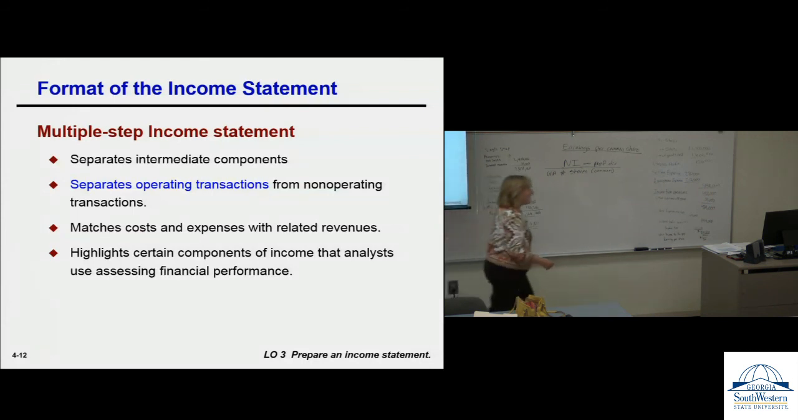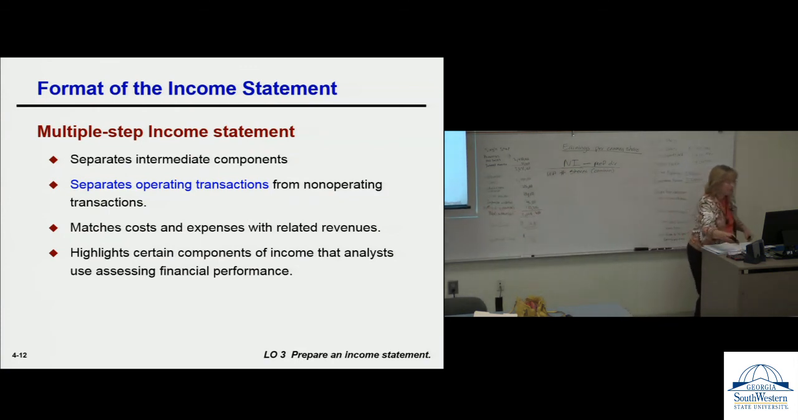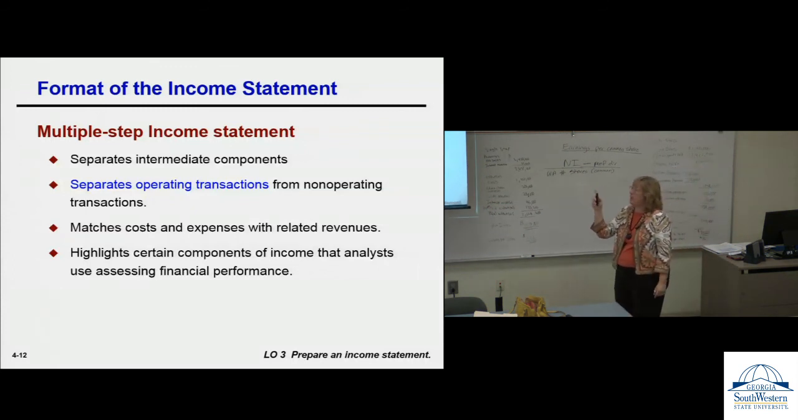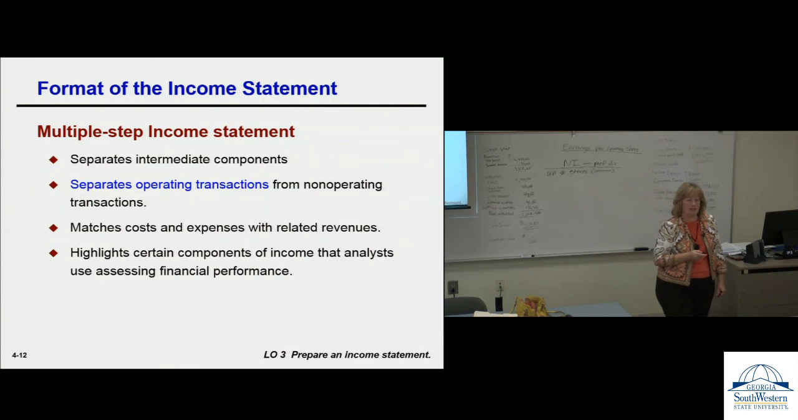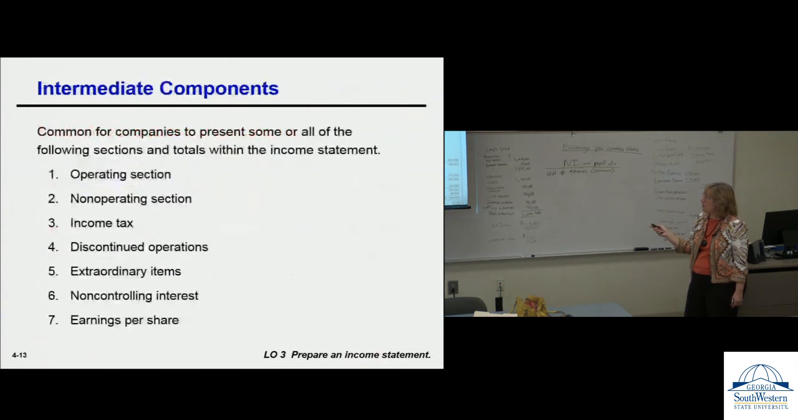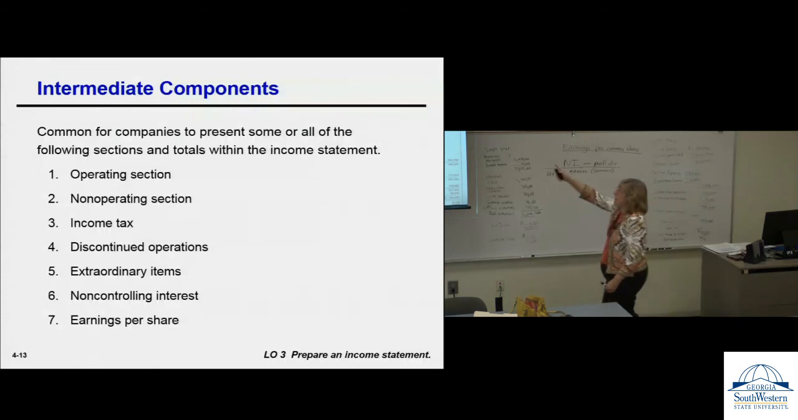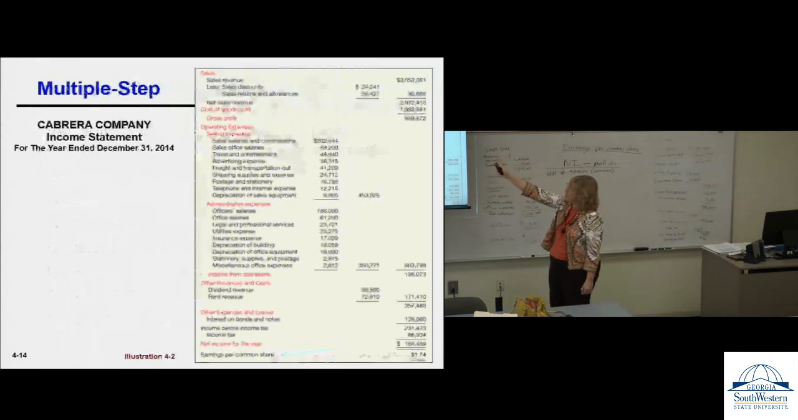Okay, so let's look at these slides real quick. The multi-step income statement, we've talked about that. It highlights certain components of income. What do we mean by that? It highlights this income from operations, okay? We have an operating income section. In an example of a multi-step, you could list out all of your selling expenses and get a subtotal.